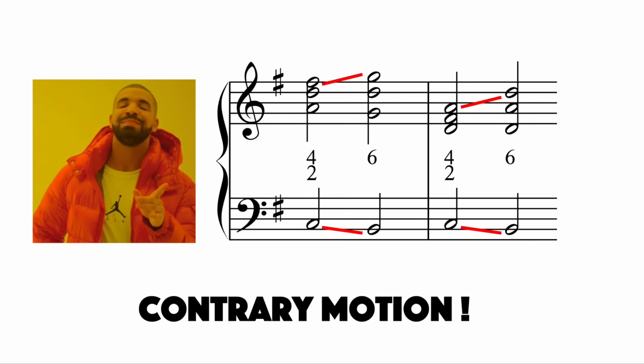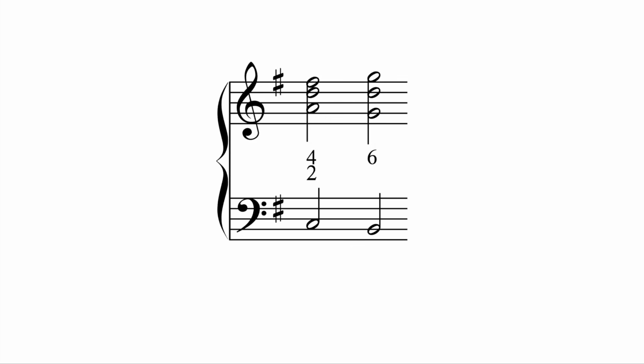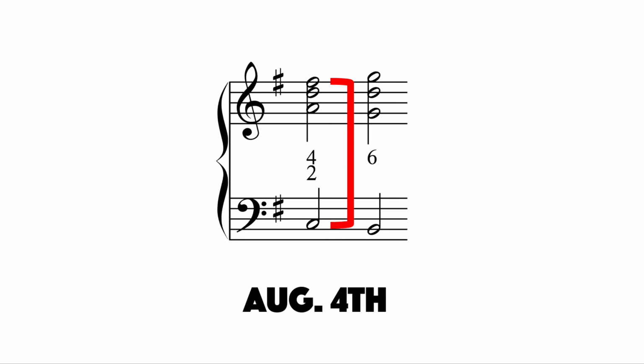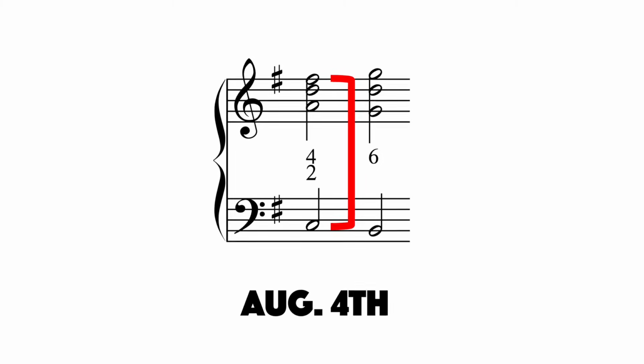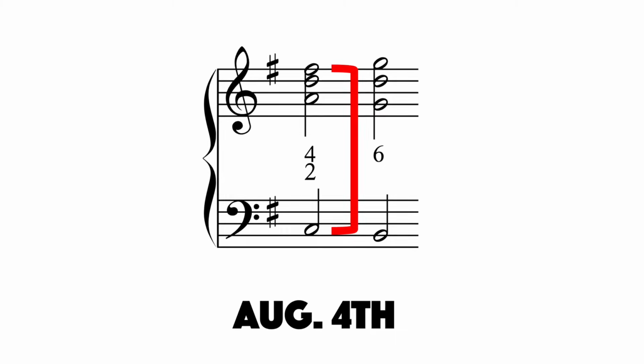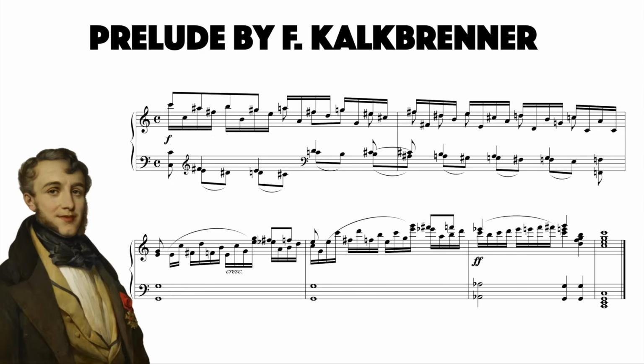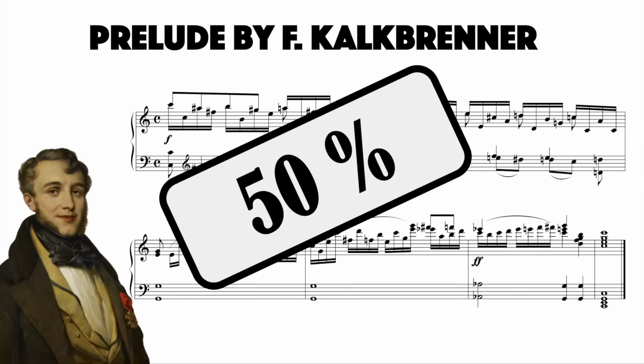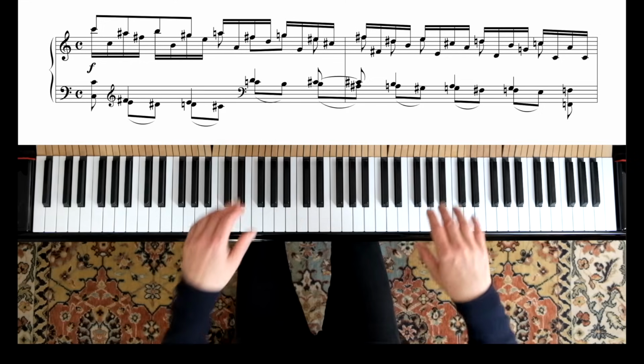I call this good counterpoint, not just because they move in contrary motion, but because the interval structure is really distinctive. It's a common move to put the augmented fourth in the outer voices in this type of dominant inversion. You see it all the time in actual compositions. For example, in this prelude by Kalkbrenner, which is basically 50% made up of this exact progression and voicing.